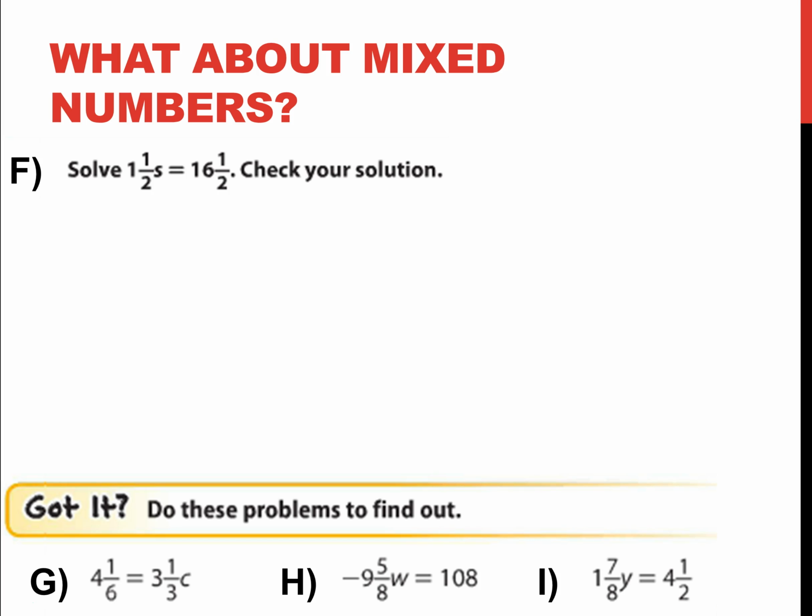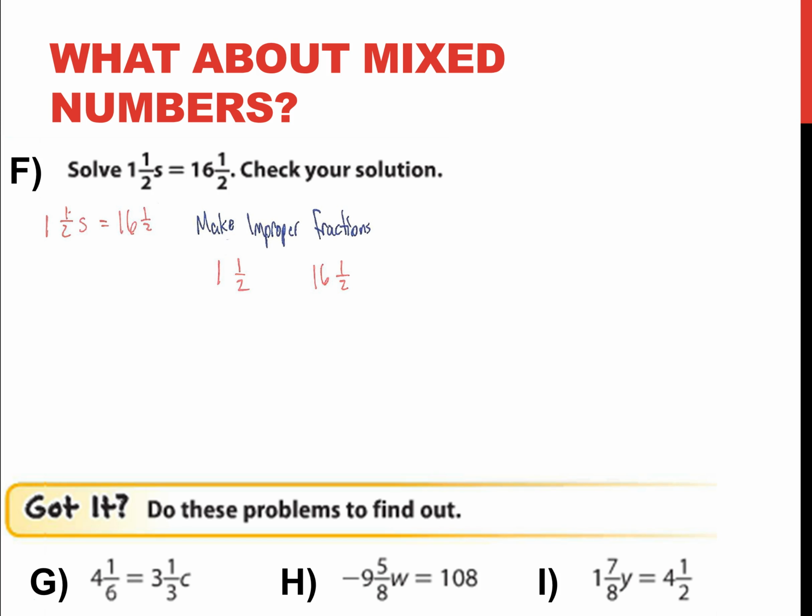So now we're talking with example F with mixed numbers. How do you solve mixed number fractions? I'm going to take the two fractions and make them improper. So the problem is 1 1/2 s, or 1 1/2 times s, is equal to 16 1/2. So I'm going to take the 1 1/2 and the 16 1/2 and make them improper fractions.